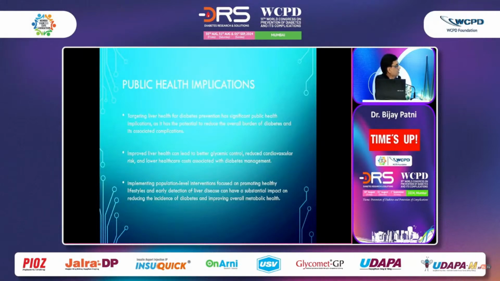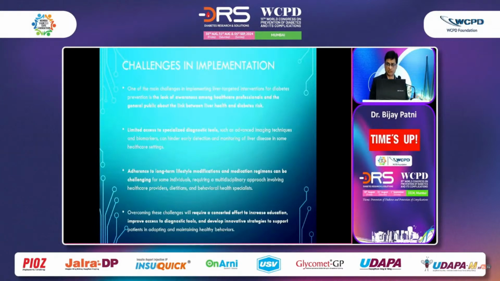Improved liver health can lead to better glycemic control and fewer complications. Implementing population-level interventions focused on promoting healthy lifestyles has to be undertaken by each one of us along with society at large. But challenges do remain, and the most important is lack of awareness, not only among society at large but also among healthcare professionals, that liver health is so very important. Then there is limited access to specialized diagnostic tools. And adherence to long-term lifestyle management is the most important.